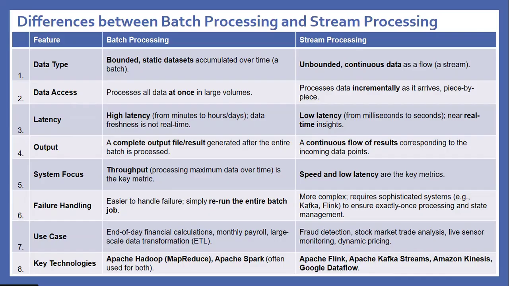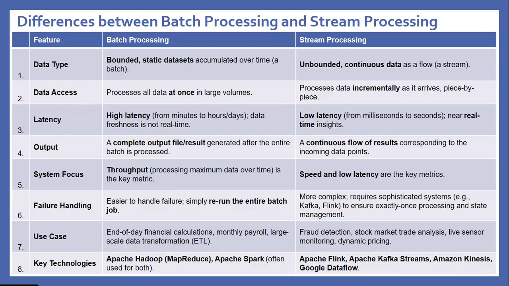Latency: batch processing has high latency, from minutes to hours, days. Data freshness is not real time. Stream processing has low latency, from millisecond to second, near real time insights. Output: batch processing computes a complete output file, result generated after the entire batch is processed. Stream processing, a continuous flow of results corresponding to the incoming data points.